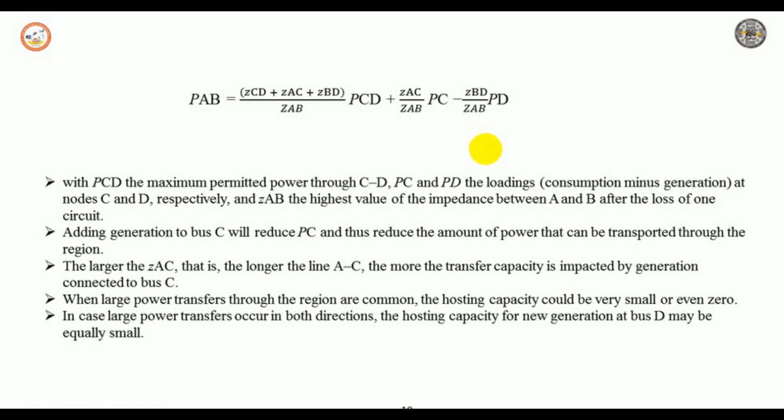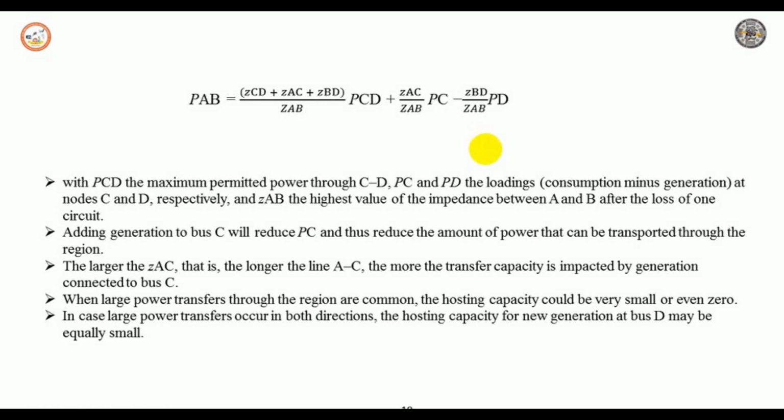Adding generation to the bus C will reduce PC and thus reduce the amount of power that could be transported through this region. A larger value of ZAC, due to the longer line AC, means the transfer capacity is more impacted by the generation connected to bus C. When large power transfers through this region are common, the hosting capacity could be very small or even sometimes zero. In case of large power transfer in both directions, the hosting capacity for new generation at bus D might be equally small.